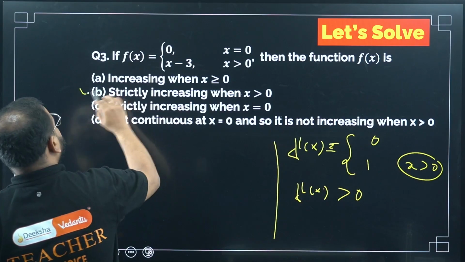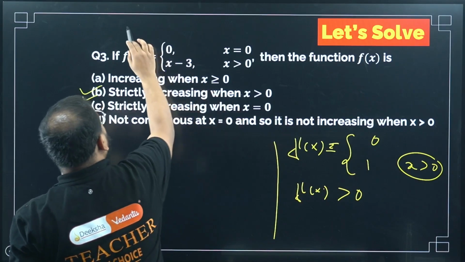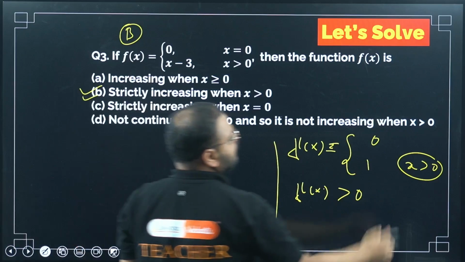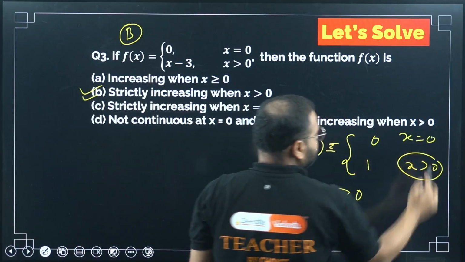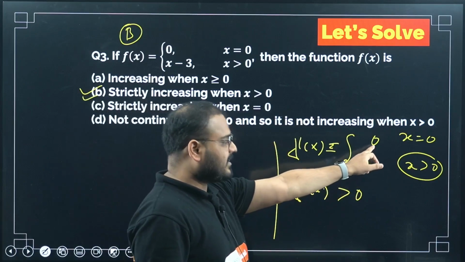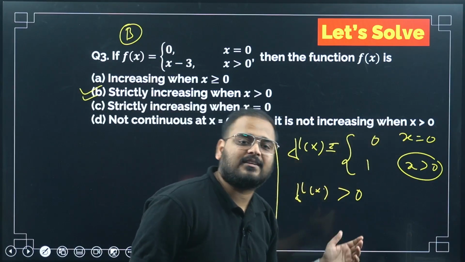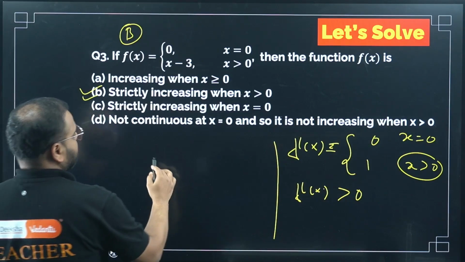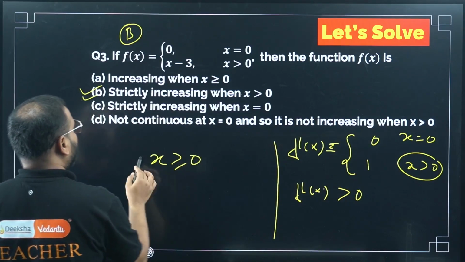Option number B, strictly increasing when x is not equal to 0, x greater than 0. Okay, this is for x equal to 0. If I consider this also, I cannot say strictly increasing, I have to say what? Increasing. So if I want to say from 0, x greater than or equal to 0, I have to say what?